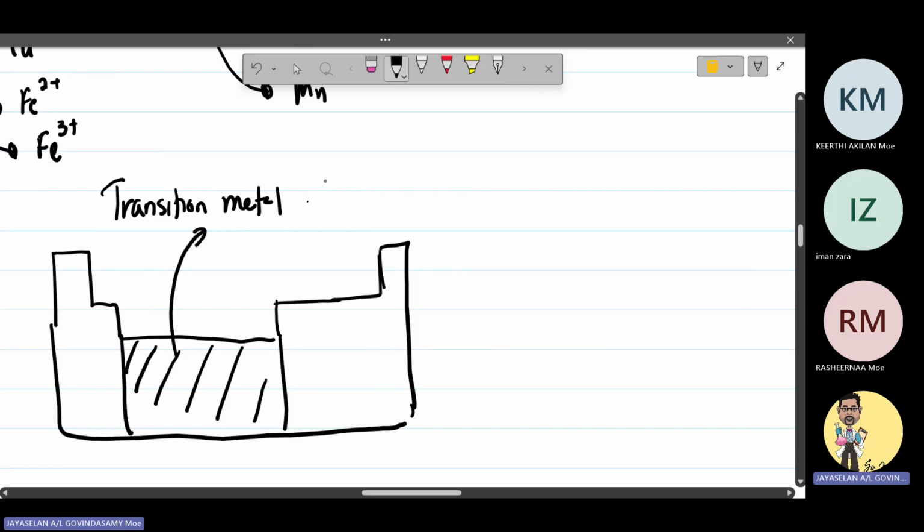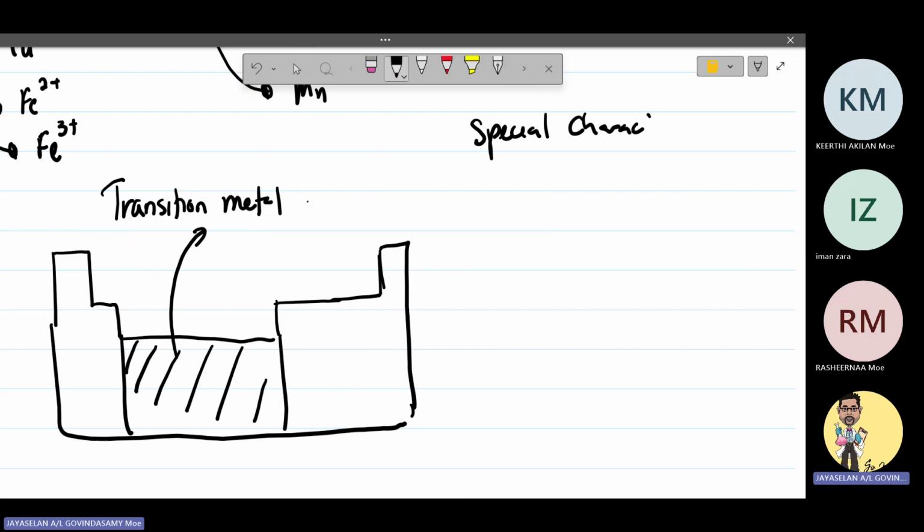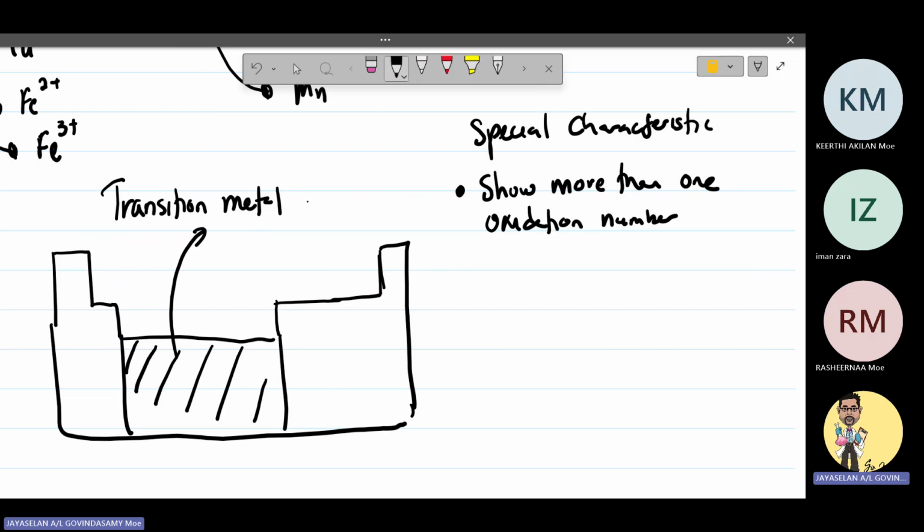And this transition metal has a special characteristic. What is the special characteristic of transition metal? They show more than one oxidation number. Or if you don't like how I write it, you write they show different oxidation number. Both are accepted. More than one oxidation number or they show different oxidation number.